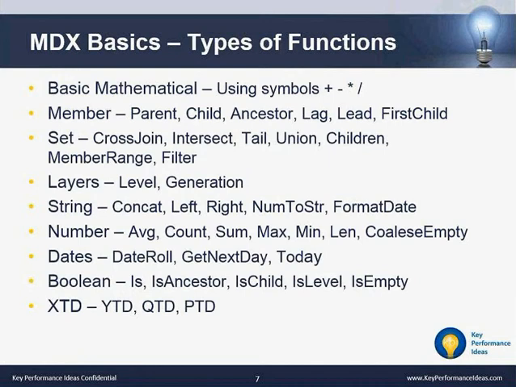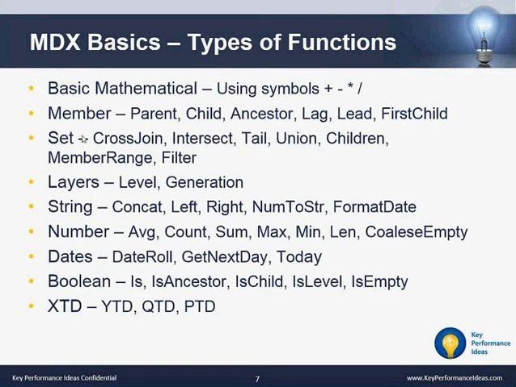So if you're pulling a single member, you could pull your parent, the child, the first child, the last child, your ancestor, but you're basically just pulling one member. You can also pull a set. Those include your cross-join, your intersect, tails, children, where you bring back all of your children. And then there's also member range and filter and union, which we're going to see in our example today. Layers bring back all of your levels or generations.